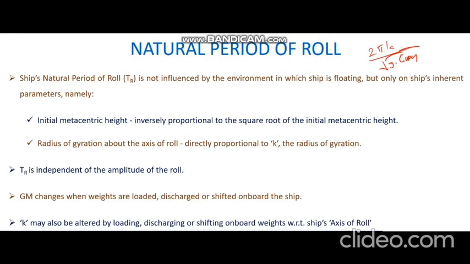Now, the formula T = 2πK / √(g·GM), where you see that once the weights on the ship are fixed, everything is done. If you see, the time period is inversely proportional to the square root of the metacentric height GM. So this relationship can be used to estimate the metacentric height of the vessel by measuring the period of roll.